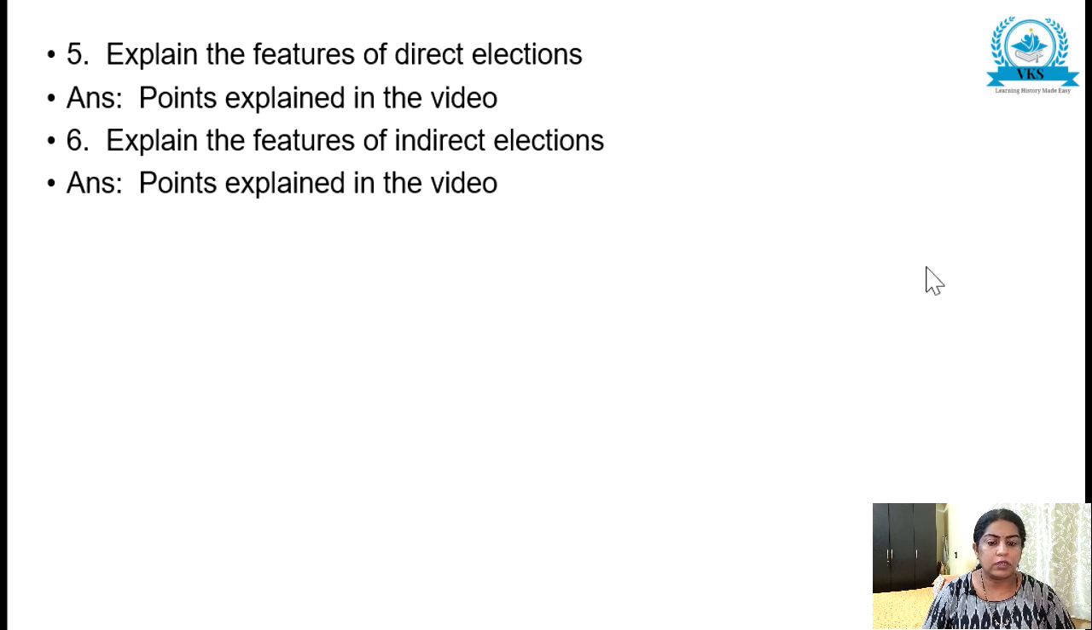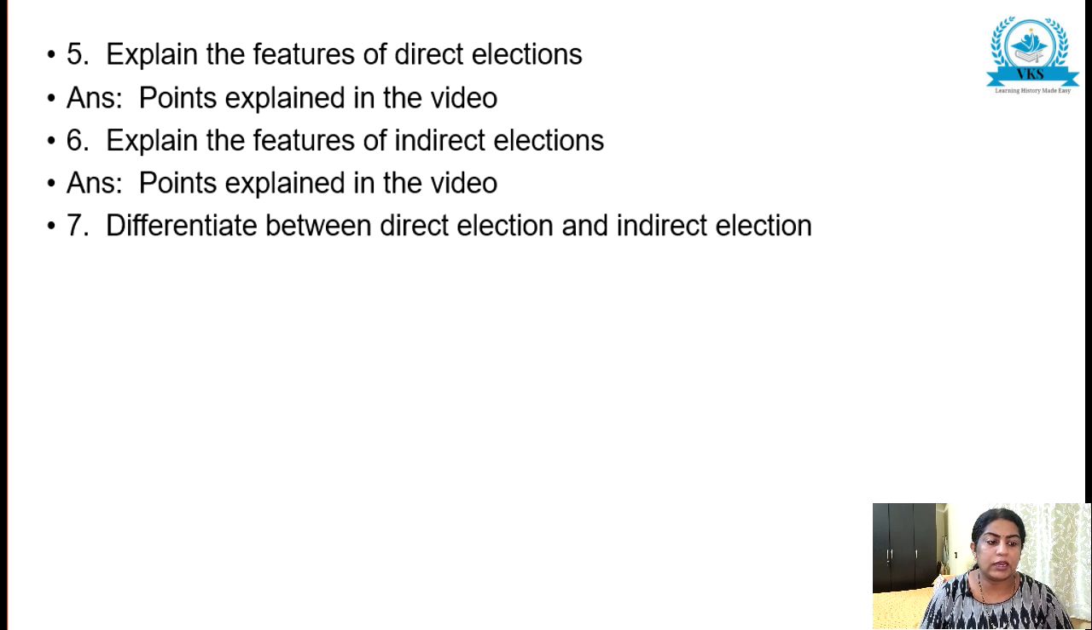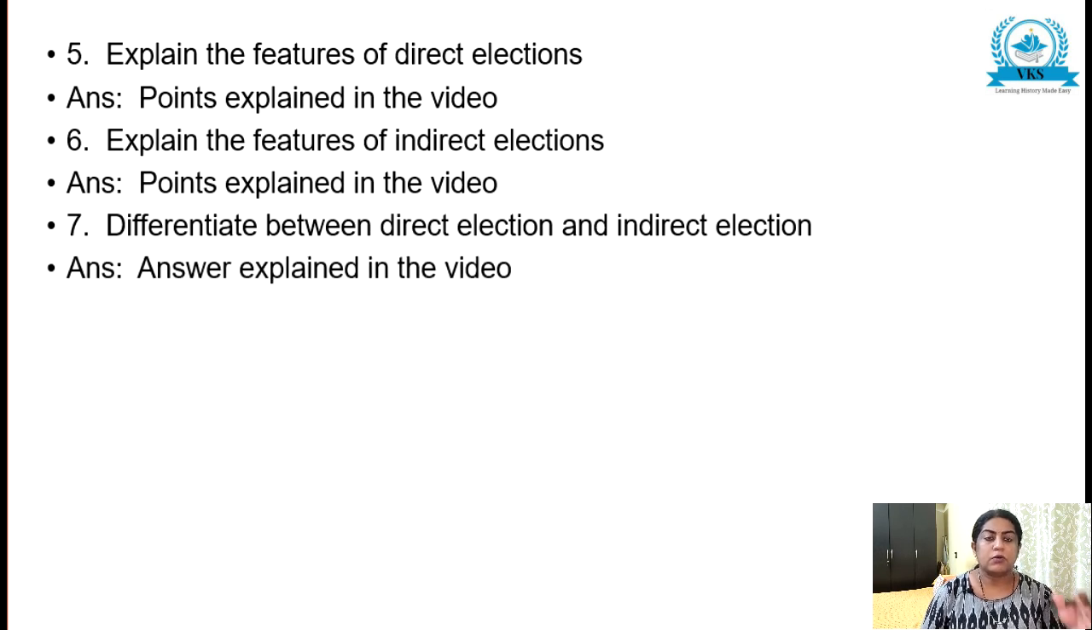And here you can see one more question, that is, differentiate between direct and indirect election. So for both the elections, you have to write the features as an answer for this question. That is, you have to write what is direct election and its features, and then you have to write what is indirect election and its features. So all these are the important questions regarding these topics.